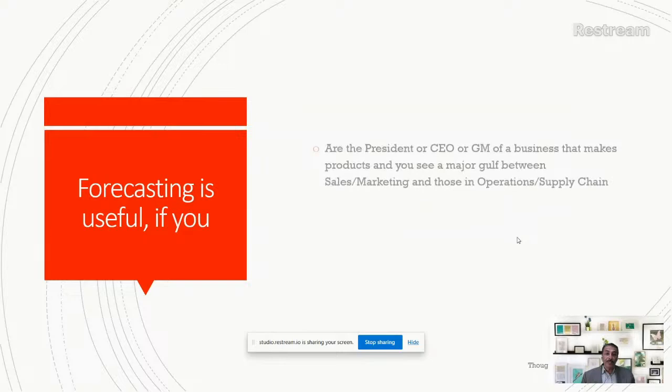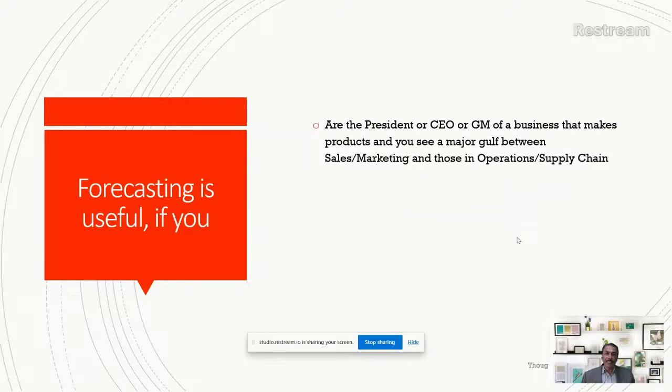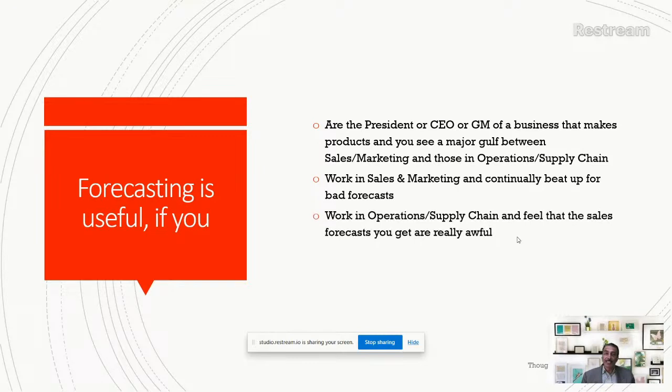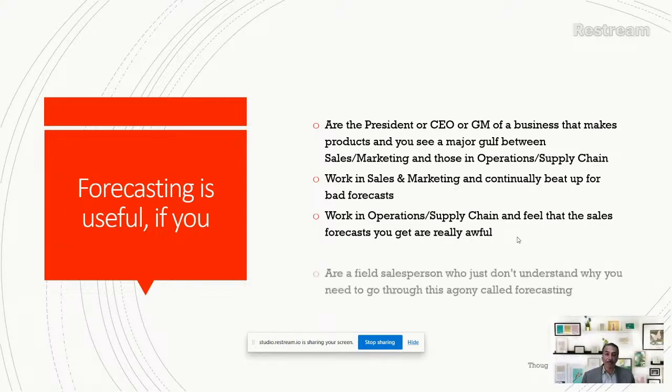Forecasting is useful if you are a top-level management person trying to bridge the gap between sales, marketing, and the supply chain. If you work in sales and marketing, of course, this is the basic job. Or if you are working in supply chain and logistics, you need this basic data to effectively handle your operation, especially in terms of inventory management for the core supply chain professional. In case of logistics, it is about making sure logistics availability as per the plan.